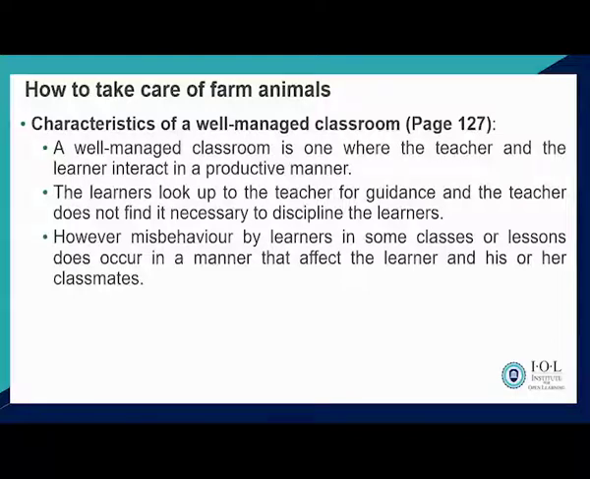A well-managed classroom is one where the teacher and the learners interact in a productive manner, where the learners look up to the teacher for guidance and the teacher does not find it necessary to discipline the learners because they are already well behaved. However, misbehavior by learners in some classes or lessons does occur in a manner that affects the learner and his or her classmates.